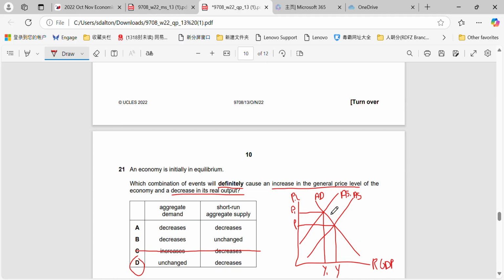So in that case, AS would have to decrease by more than the decrease in AD for the price level to rise, as well as for the real GDP to drop. But it will not definitely. The only one that is definite is the one we have shown here, which is D.